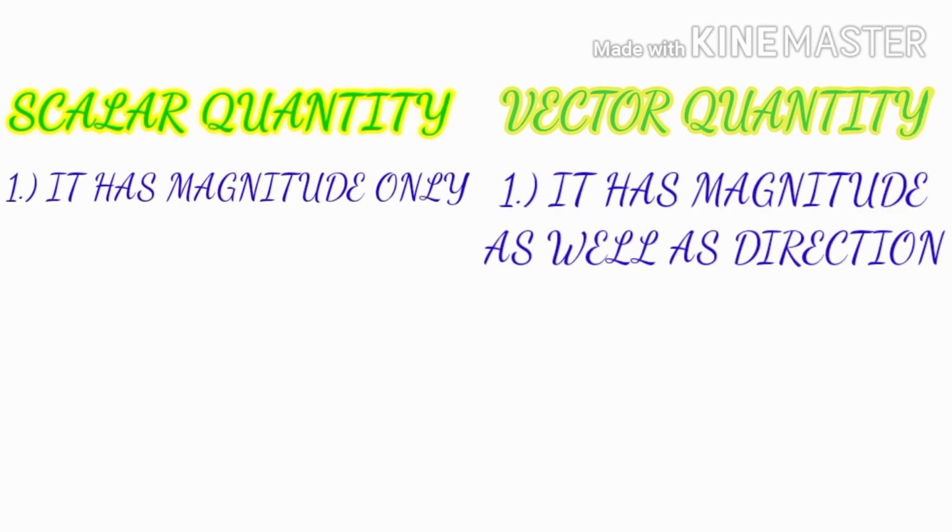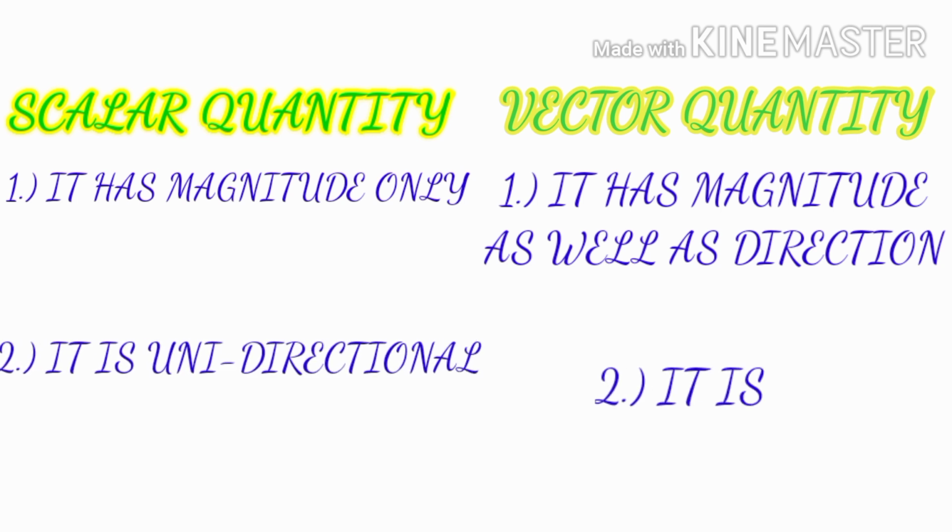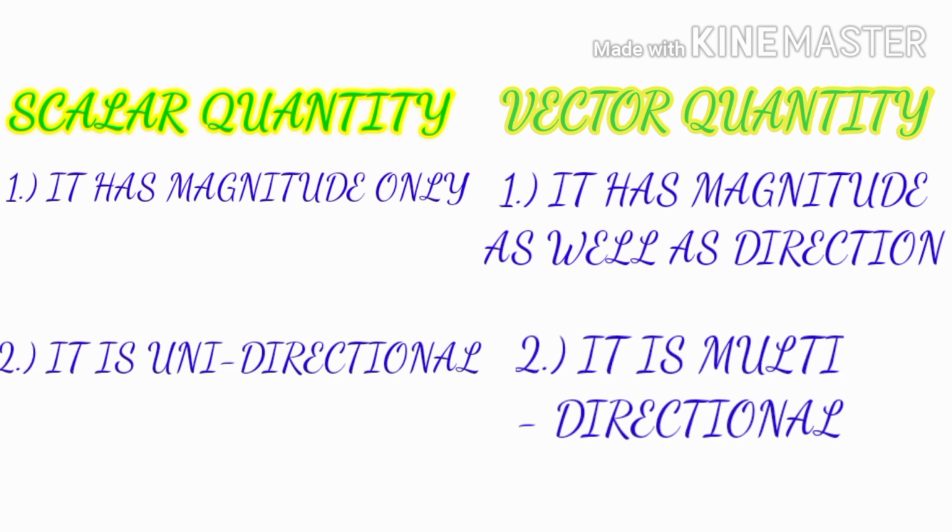Scalar quantity, vector quantity. A scalar quantity has magnitude only; a vector quantity has magnitude as well as direction. It is unidirectional; it is multidirectional.